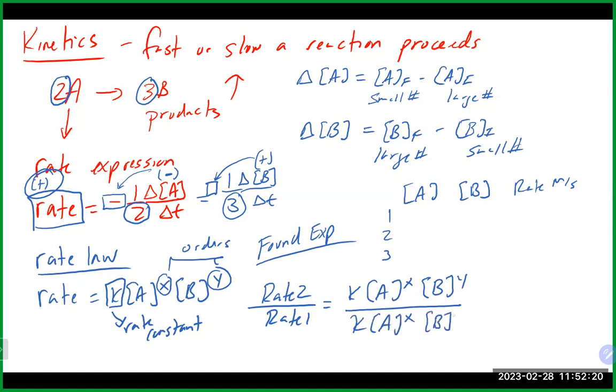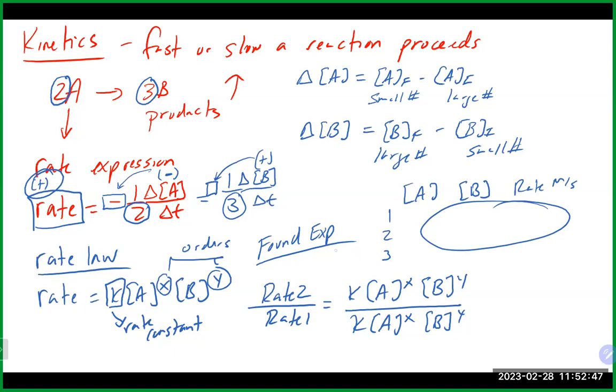k[A]^x[B]^y over k[A]^x[B]^y. So remember that when you go to this table, however many entries they may have, the goal is to find 2 entries where one of the reactants remains constant and the other one varies. If you happen to have 3 reactants, you would want to find 2 entries where 2 stay constant and 1 varies. The idea is to have just 1 variable, right? So you have 1 unknown to solve for, and you can plug those in there.